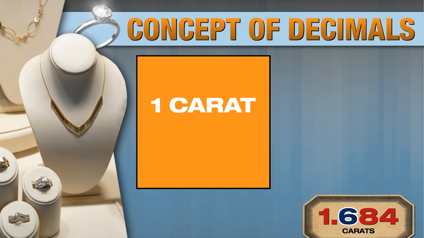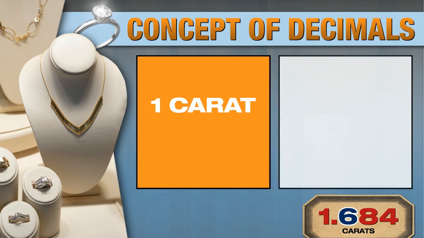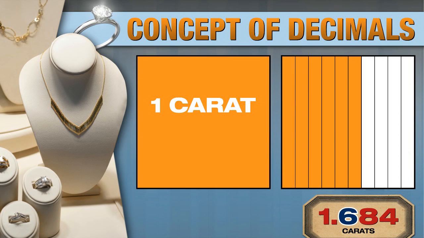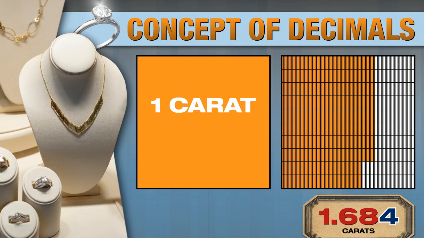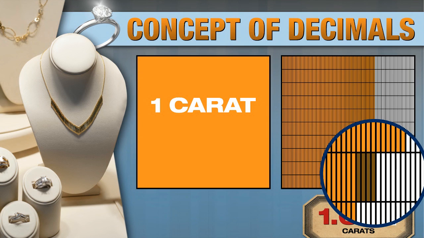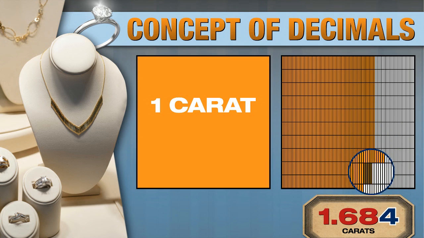Now the 6 in the number represents tenths. If we divided a whole carat into tenths, 6 of the 10 would be shaded. The 8 represents the hundredths. If we divide each of the tenths into 10 equal parts, we have hundredths. Here are the original 6 tenths, and here are the 8 hundredths. But what about the 4? It represents thousandths. If we divide each of the hundredths by 10, we get thousandths. See how small that is? Just like 4,000 is a lot more than 1, 4 thousandths is a lot less than 1.